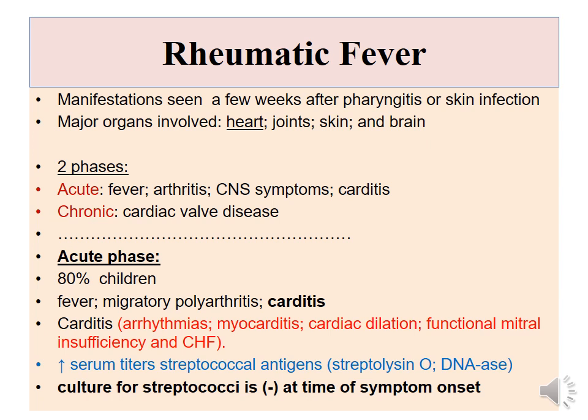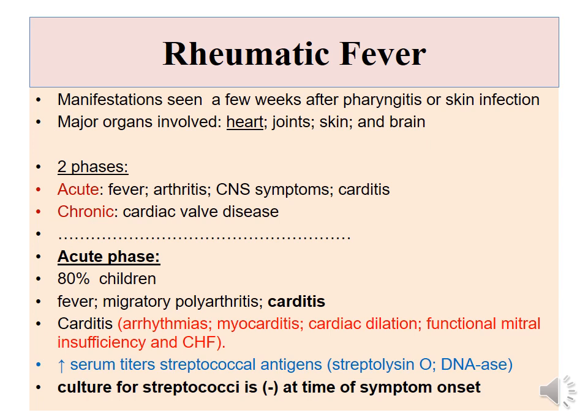In the acute phase, the patient, which is usually a child, will develop fever, migratory polyarthritis, and carditis. Other manifestations include skin rashes and certain central nervous system manifestations. The word carditis here is detected clinically by the presence of arrhythmias, signs and symptoms of myocarditis, cardiac dilation, and functional mitral insufficiency and possibly congestive heart failure.